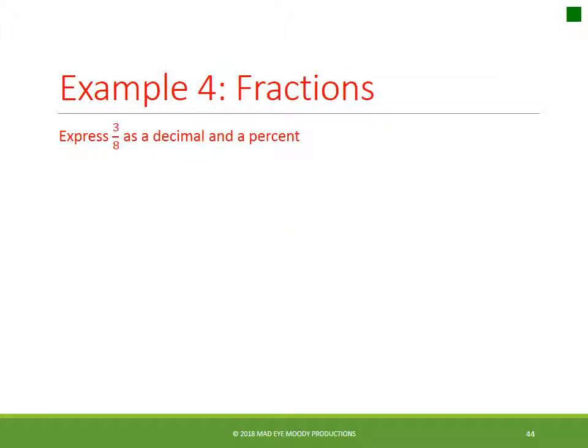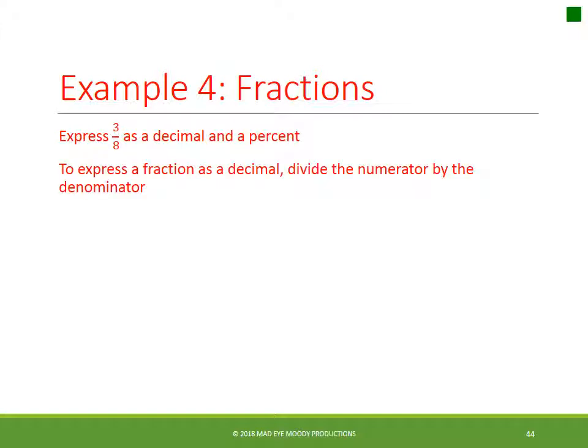Now let's look at fractions. Express 3/8 as a decimal and a percent. So to express a fraction as a decimal, you have to divide the numerator by the denominator, and this is where decimal division is going to become important because we're going to be using a smaller numerator than the denominator. So we are going to divide 3 by 8. And because we're dividing a larger number into a smaller number, we're going to have a decimal as an answer. So 3 divided by 8 is 375 thousandths. And that gives me my decimal.